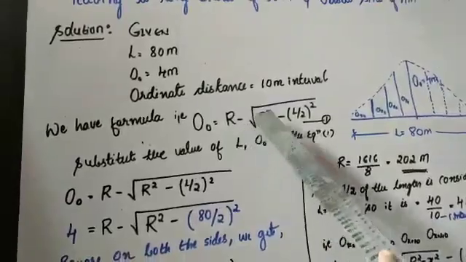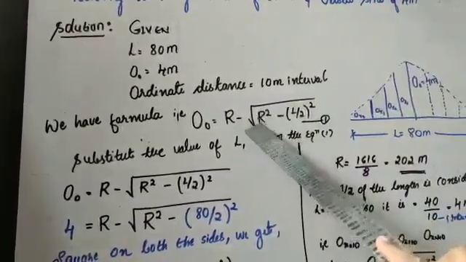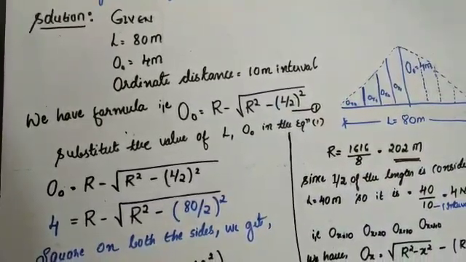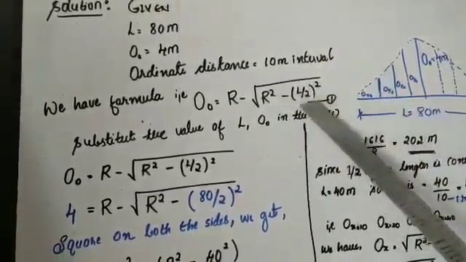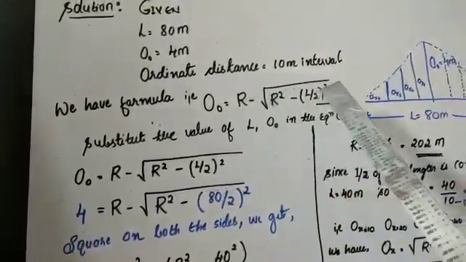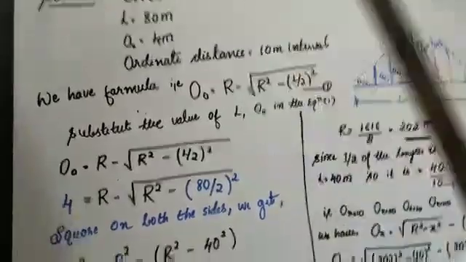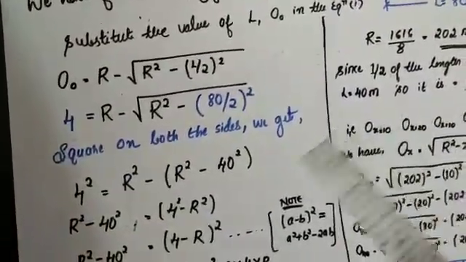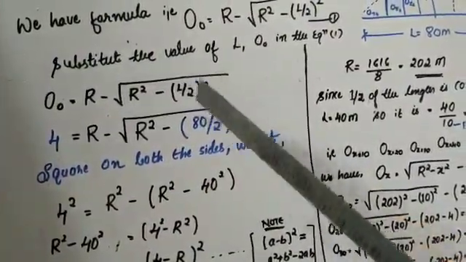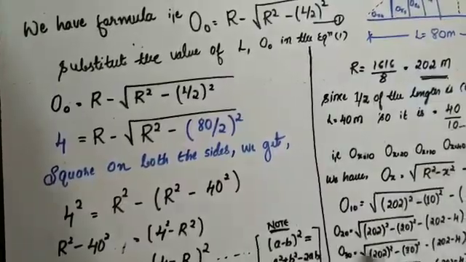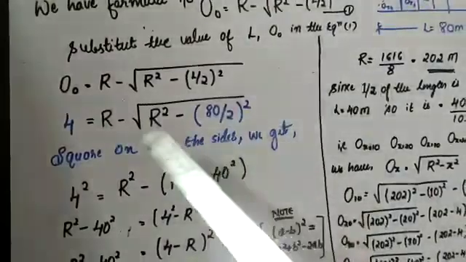From the formula we have, for the middle ordinate, O at the base 0 is equal to R minus square root of R square minus (L by 2) the whole square. So this is taken as equation 1. The values of L and O naught we know, so by substituting this you are going to find the value of R. O naught is 4, that is the versine, and R you don't have the value, L is the length of the long chord, that is 80 meter. So you substitute, and finally you need to square on both sides.